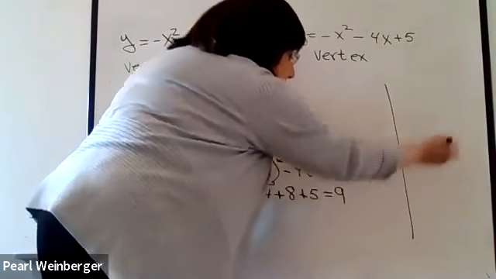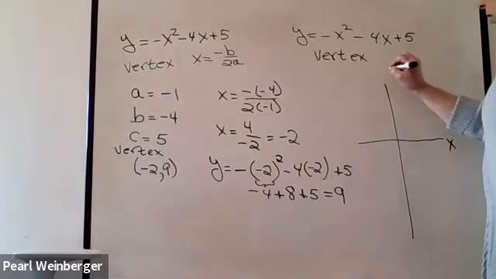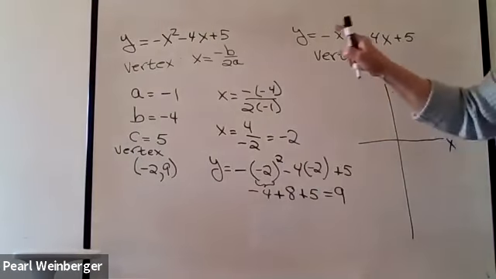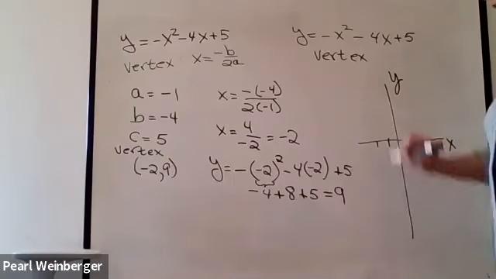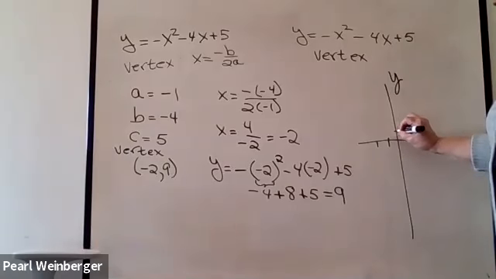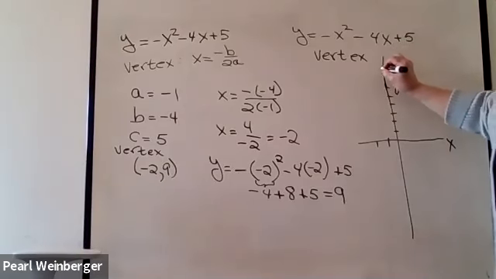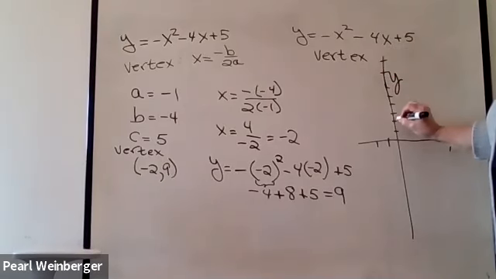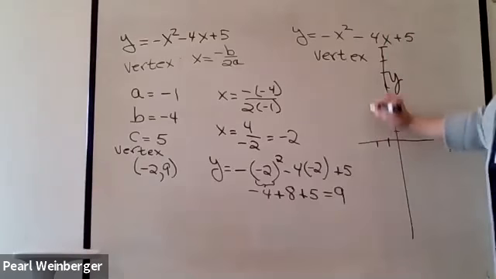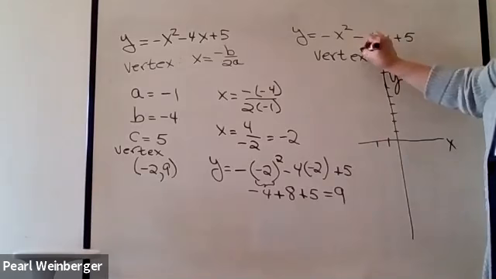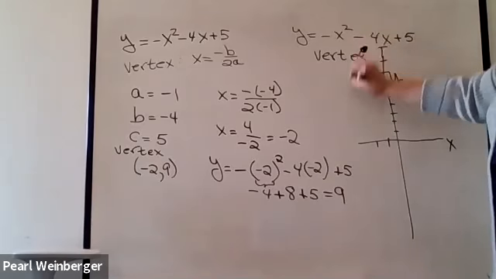Here we are. Here's my graph. Here's what I look for. I go to the point -2, 9. So -2 is to the left, 9 is up. 1, 2, 3, 4, 5, 6, 7, 8, 9. So here we are. This is where that vertex is. And I know it opens down.